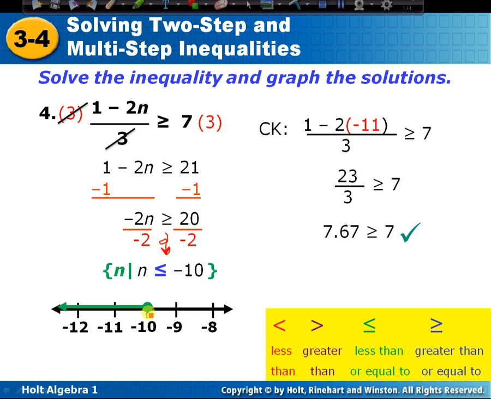You should have a solid circle here. It should be shaded to the left. It should be shaded less than. And then if you checked with negative 11, you should have gotten 7.67. But if you checked with anything else in the shaded region, you should have still gotten a true statement. So if you made a mistake, figure out where you went wrong and get that corrected before you move forward, please.